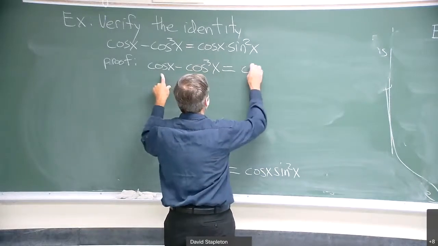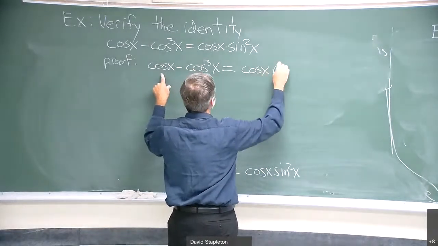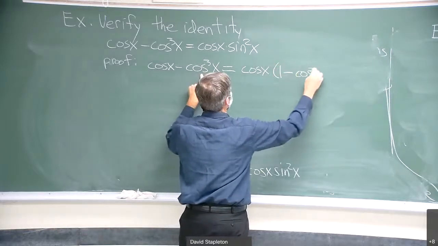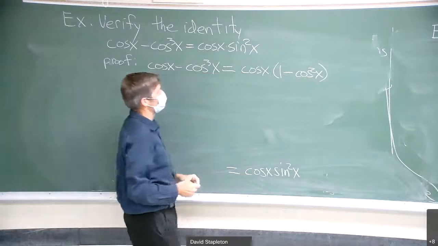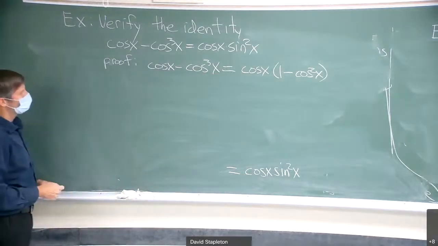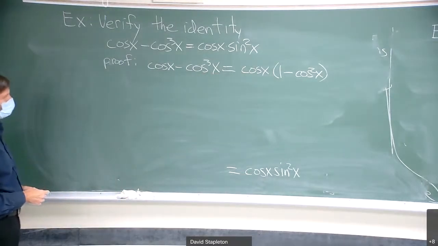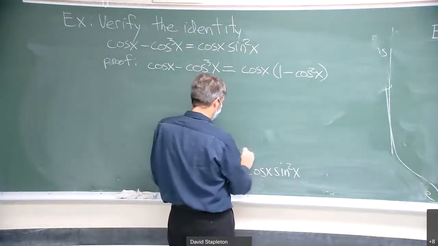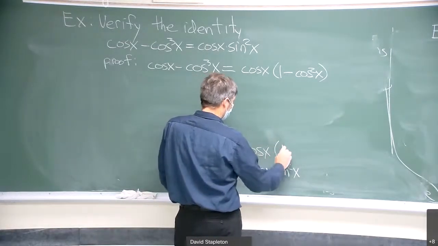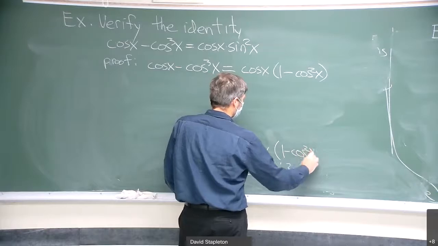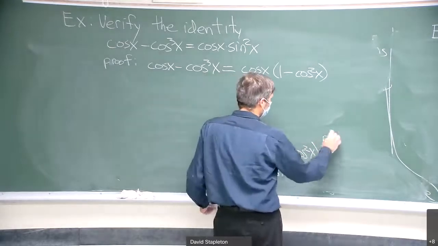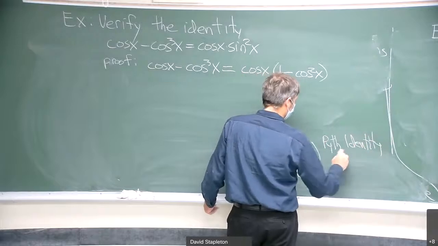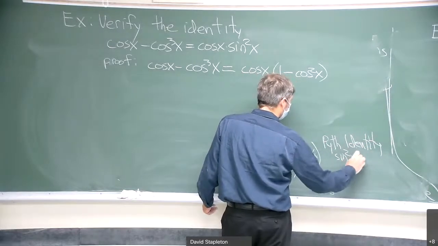I'll factor a cosine x out of here, thinking algebra. Cosine x times 1 minus cosine x times cosine squared x makes cosine cubed, right? So there's factoring for algebra. See what I've got now? Wait a minute. Sine squared is 1 minus cosine squared by the Pythagorean identity, right? That sine squared plus cosine squared equals 1.